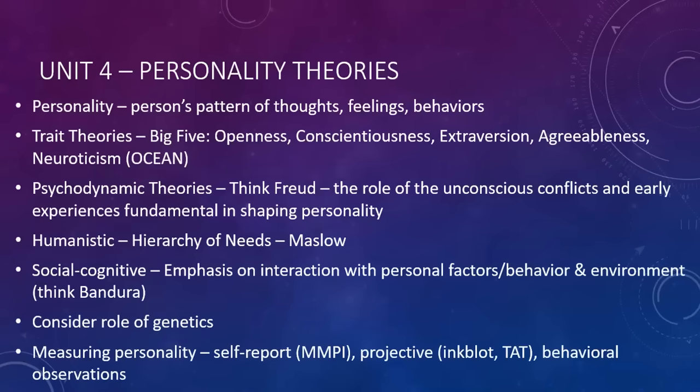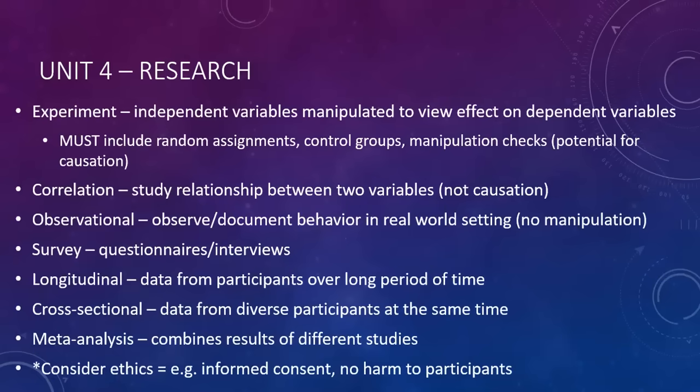Now, in terms of personality, your thoughts, your feelings, your behaviors, think about the Big 5 here of the trait theories. I like to remember them with this acronym of OCEAN. We also have psychodynamic theories. Think Freud, the role of the unconscious. Also, the humanistic thought here with respect to Maslow's hierarchy of needs, that your basic needs need to be met before reaching self-actualization. We also have the social cognitive, again, interaction of personal factors, behavior, and the environment. Think again, Bandura. You can also focus on genetics. Also think about various ways to measure personality, as I have here as well.